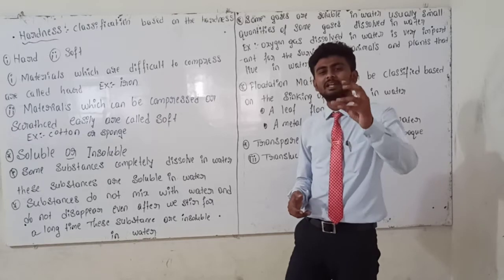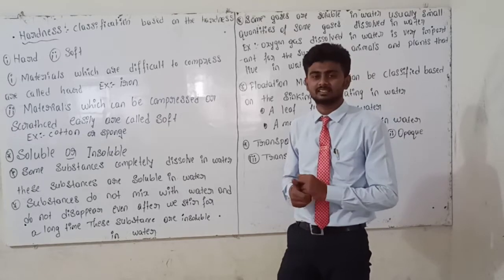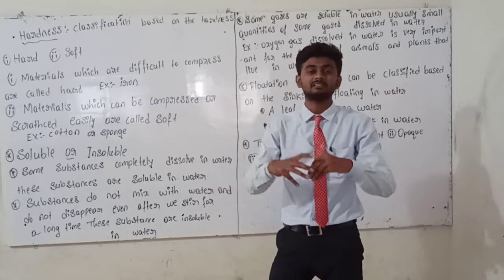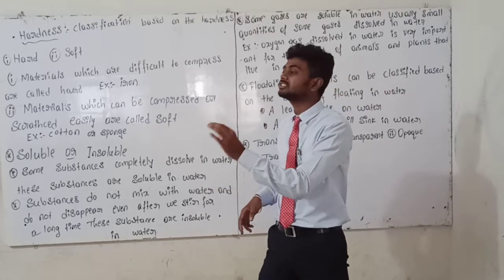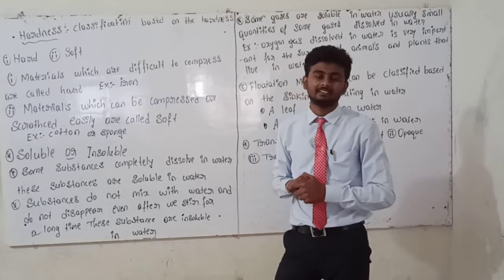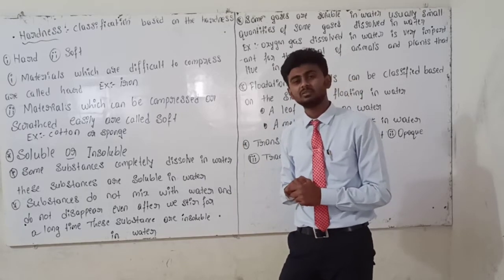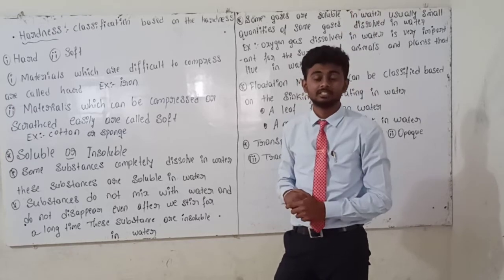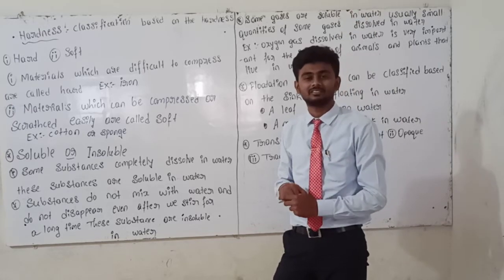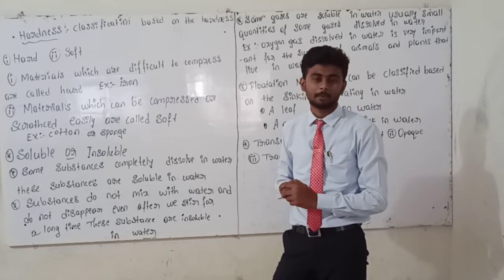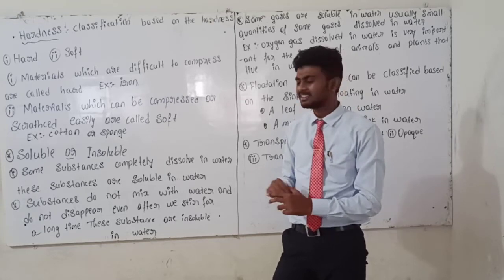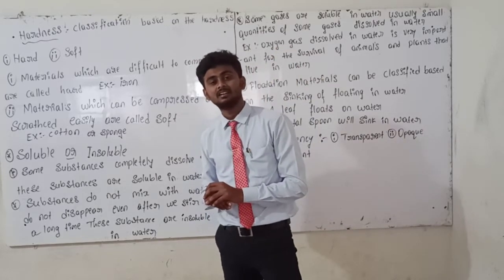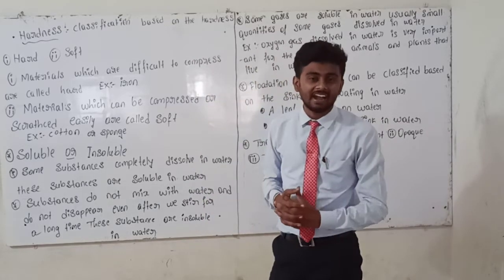We can see different materials in our surroundings. Some are compressed, some are not compressed. Some are very soft, some are very hard. You can see the flower, it's very soft. You can see the stone, it's very hard. You can see the water, it's very soft. You can see the wire, it is very hard.